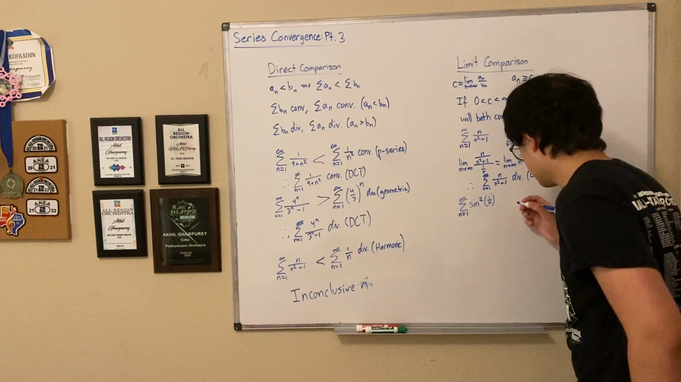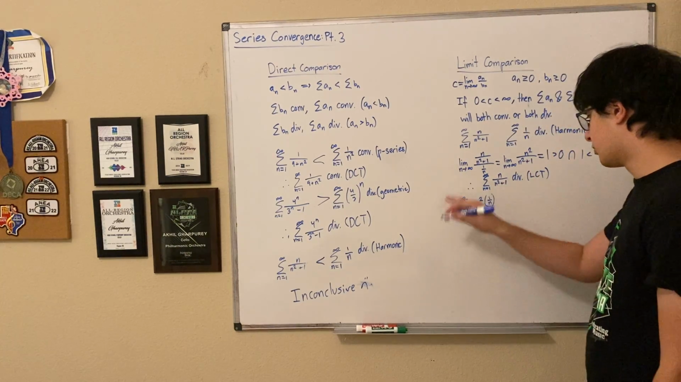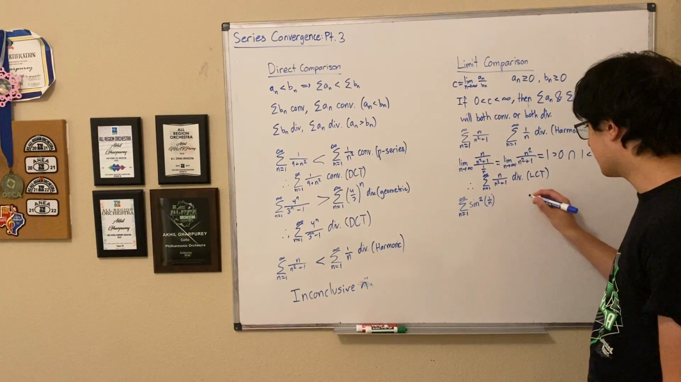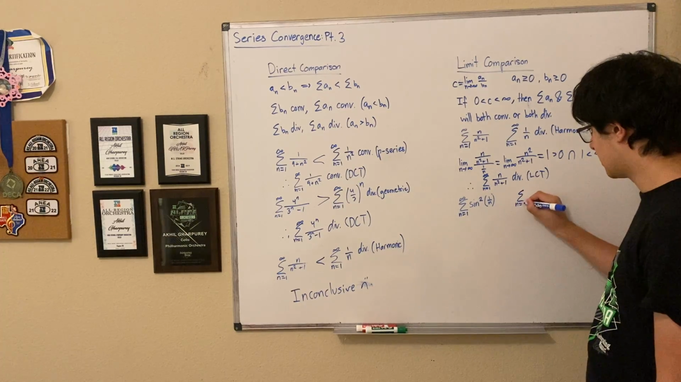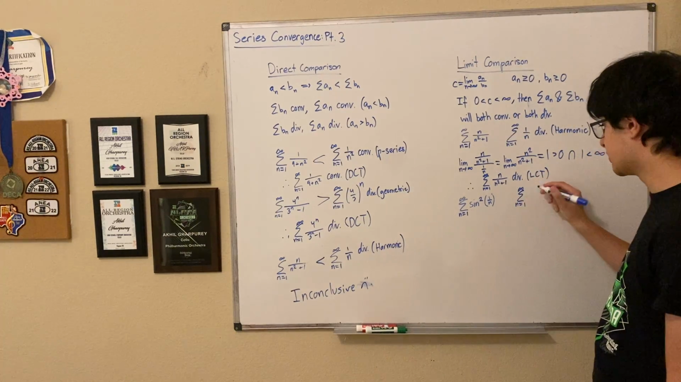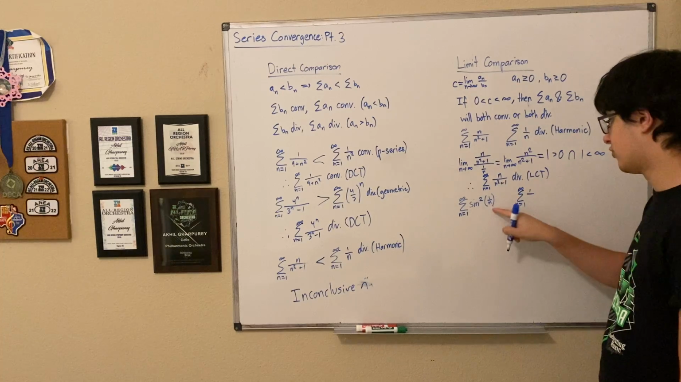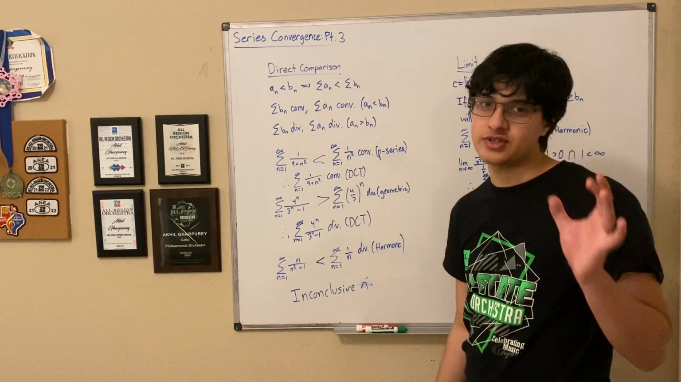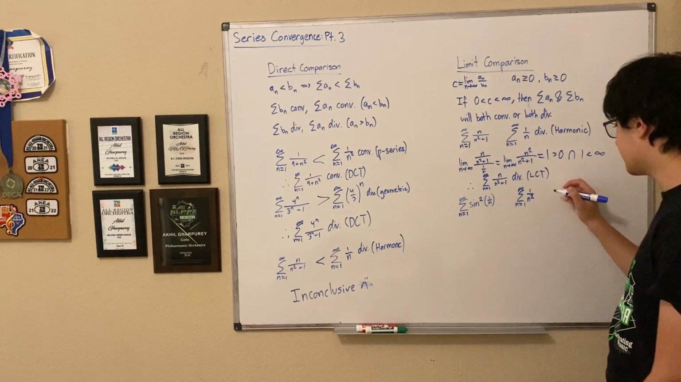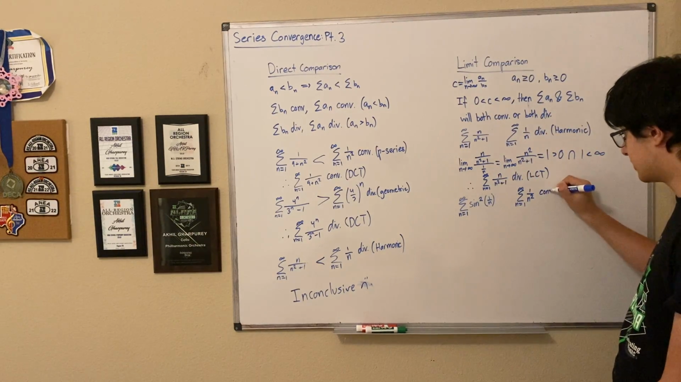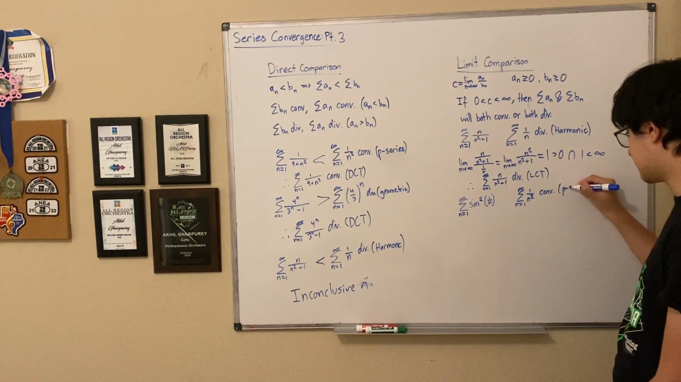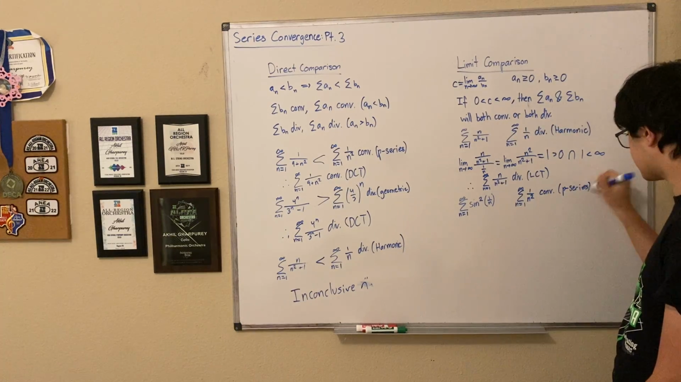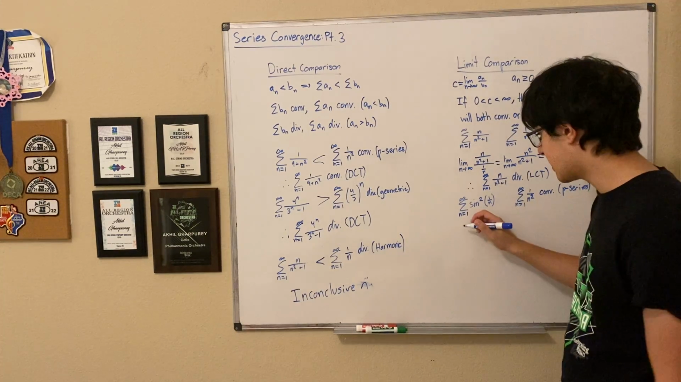Alright, cool. So, we have the series from 1 to infinity of sine squared 1 over n. I'm going to compare this with the series from 1 to infinity of not 1 over n, but 1 over n squared. And you'll see why when we actually take the limit. We know that this converges by the p-series test. And so let's go ahead and take our limit here.